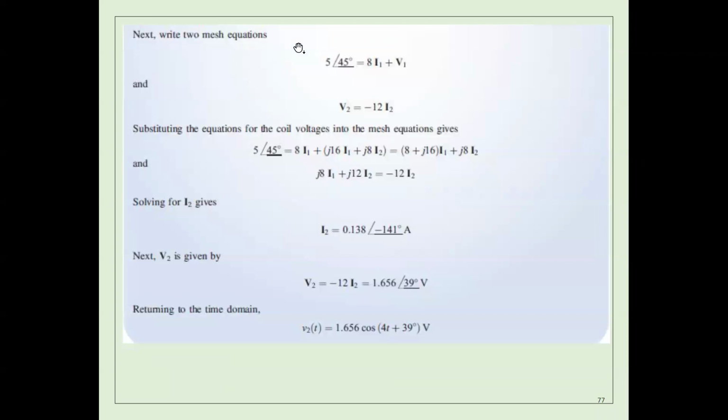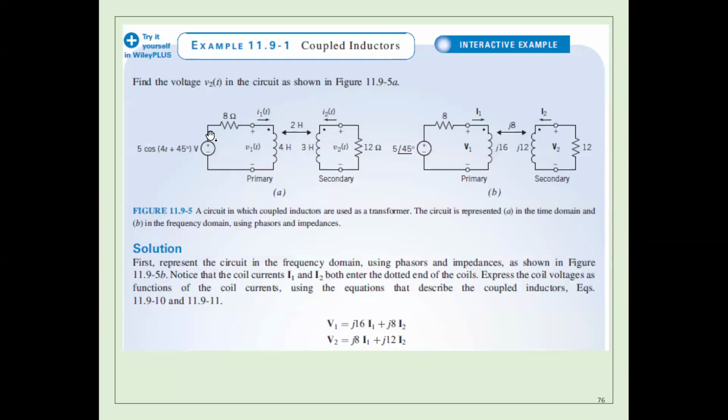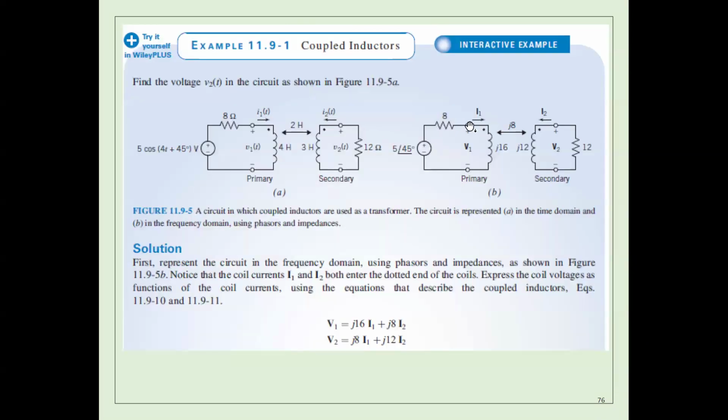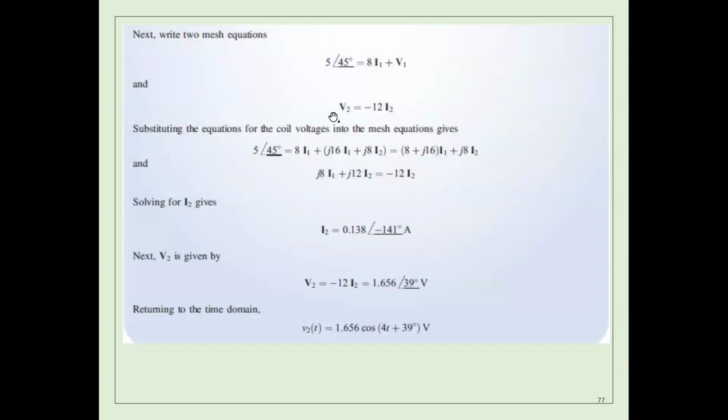So let's see. Here is the voltage drop, with Kirchhoff's voltage law. So this voltage here, and here you have I1 times 8, and then you have V1. So 8 times I1 plus V1 equals this voltage. This is because of Kirchhoff's voltage law, and this is one more equation. Same thing, I will get one more equation here, and in this equation, V2 will equal minus 12 I2.